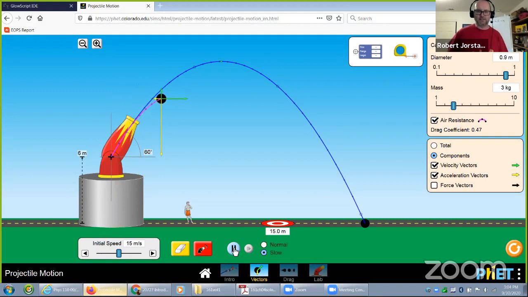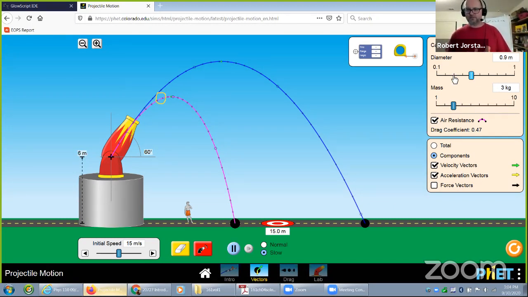Notice with air resistance, you do get an ax. Notice ax is not 0, and now we expect the X component of velocity should be changing. So let's try that. Notice the X component is getting smaller. So air resistance is a big deal.